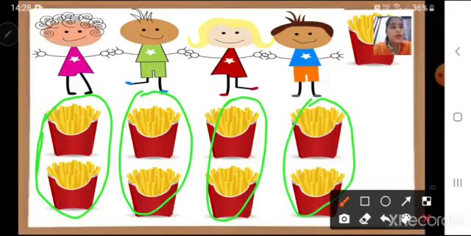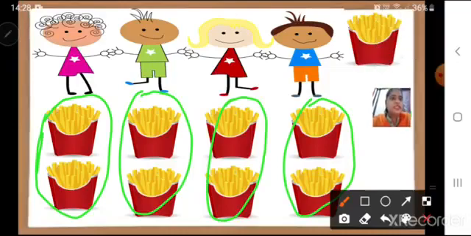Correct? But here you can see there is one more packet of French fries which is left. Now who will eat that? Now they are going to fight, saying I want this packet. Correct? So this one is the leftover. We cannot divide it equally among all of them. In this case, this one packet which is left is known as the remainder.